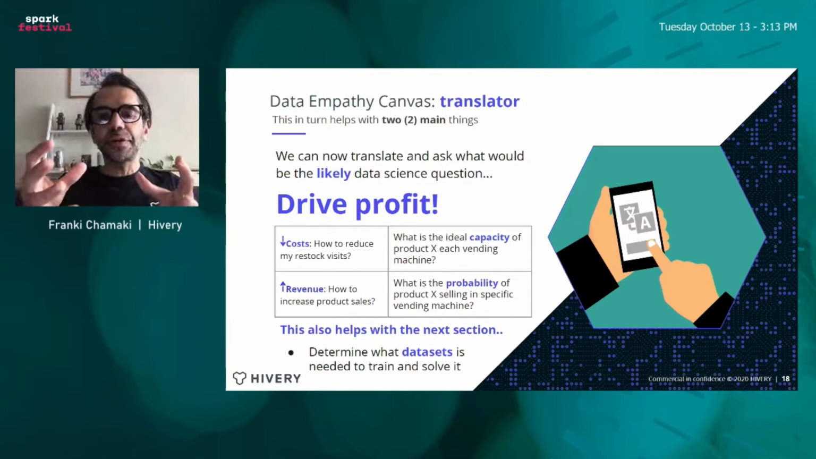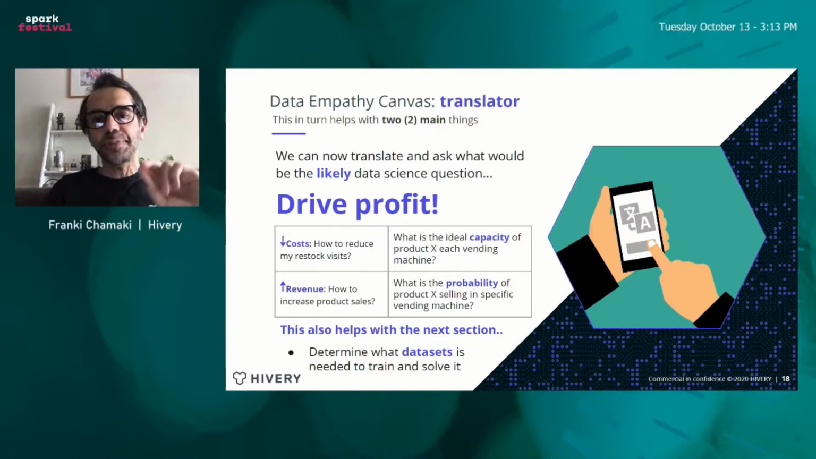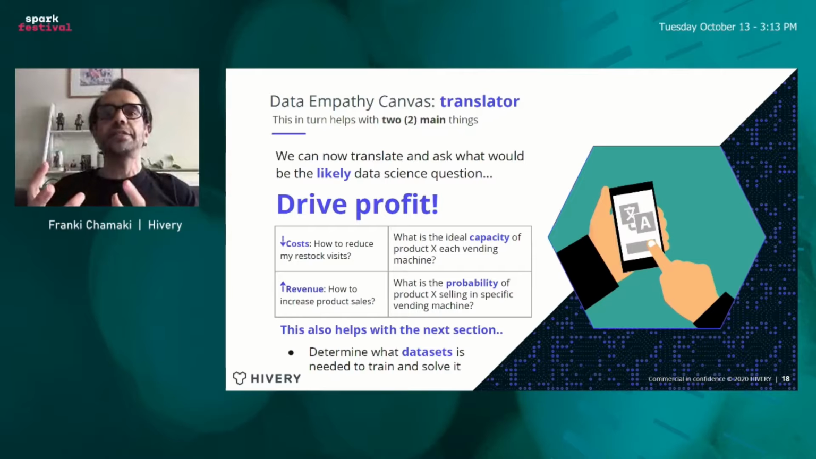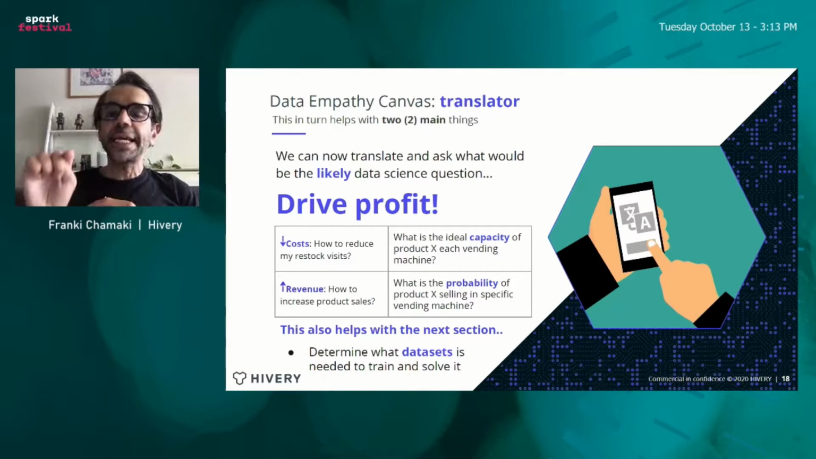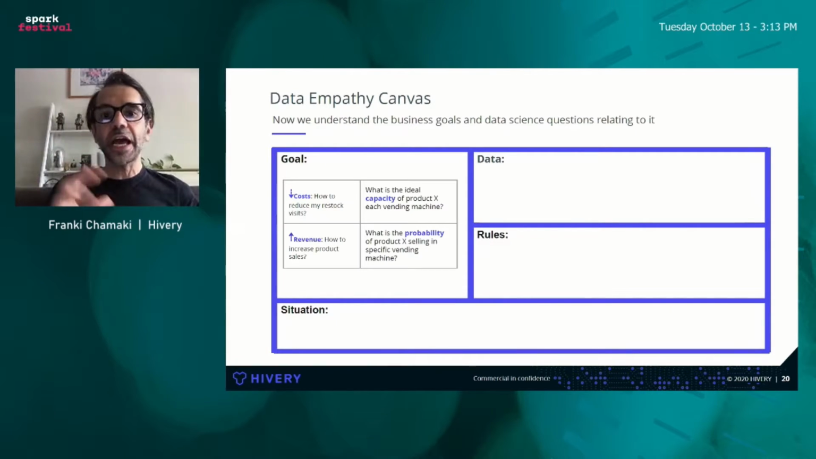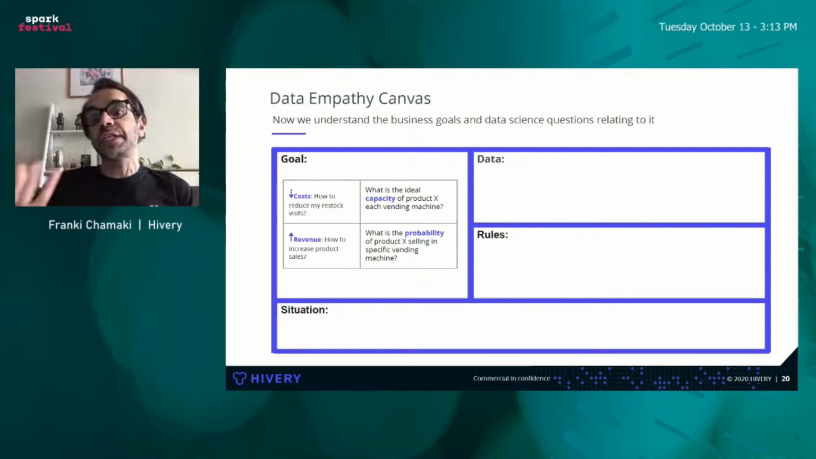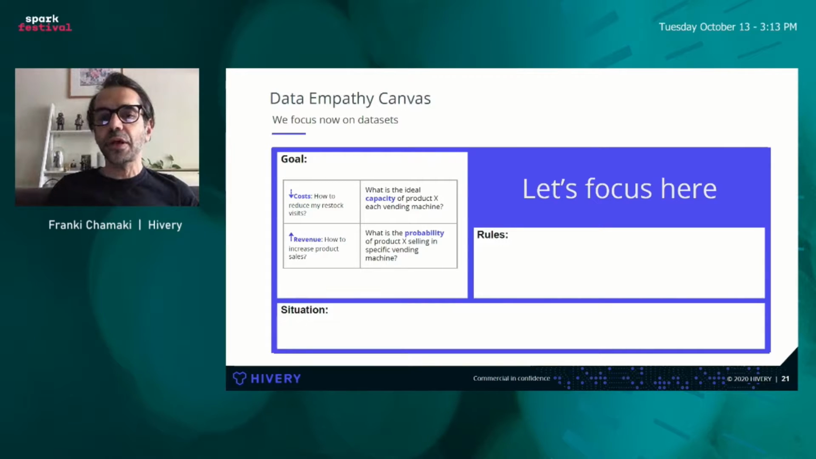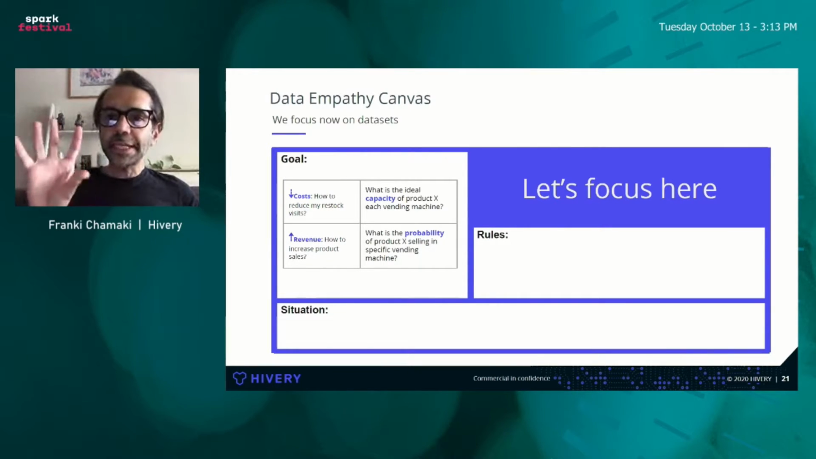We've gone from something abstract like a goal, into two drivers, into data science questions, and now we start to understand what types of data sets are needed to address the probability and the capacity questions. So we're going to add this into our data canvas. That's our first attempt at the goals and the likely data science questions that we need to answer. Now it sets up very well for the data sets we need to address those two fundamentals, the ideal capacity and the probability, which are linked back to the goals of the vending machine example.